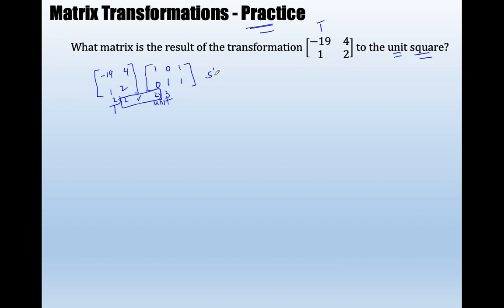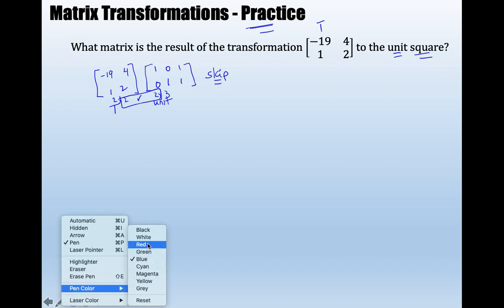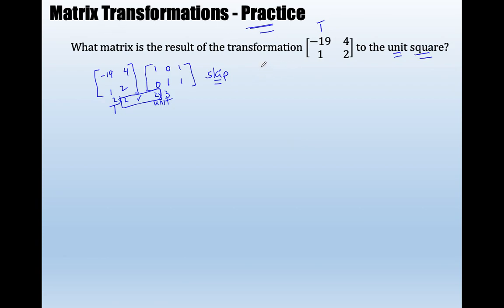But you can skip the multiplication. In part of your homework, sometimes I ask you to write out the multiplication, but my goal in showing you patterns here is that you can skip the multiplication and tell me what my resultant matrix is going to be. The first column is where 1, 0 ended up. The second column is where 0, 1 ended up. And the sum is where the 1, 1 ended up.